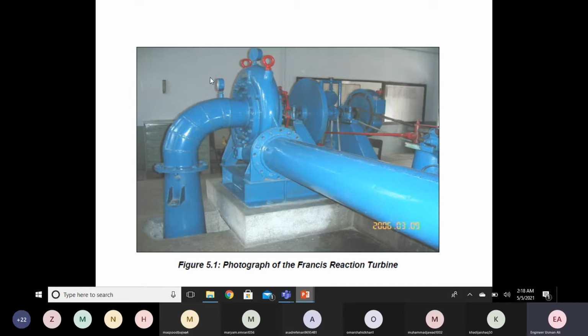There is another Bourdon gauge attached to the outlet of the casing and outside, that is the negative pressure gauge. This pipe is known as the draft tube. So draft tube is attached with the outlet.